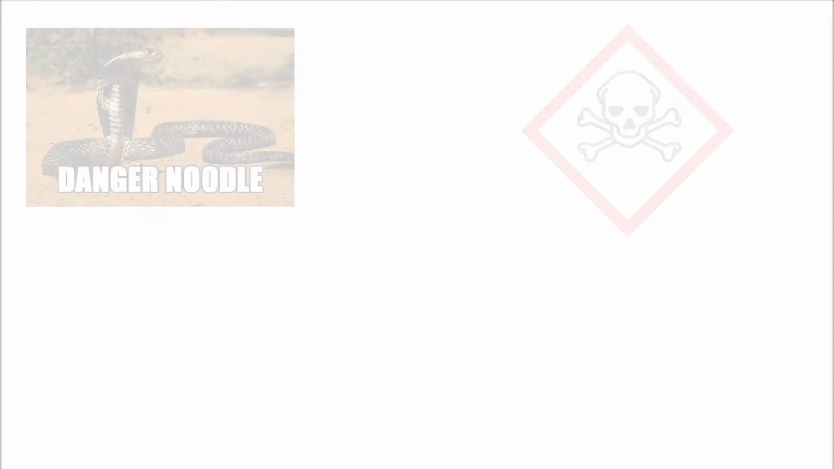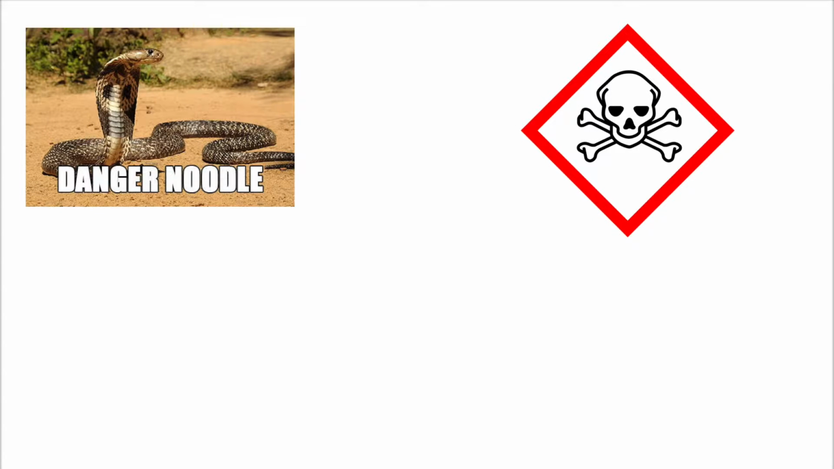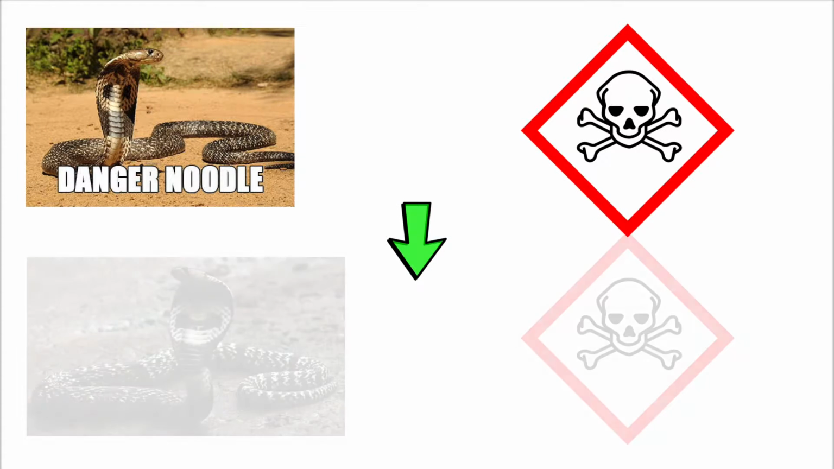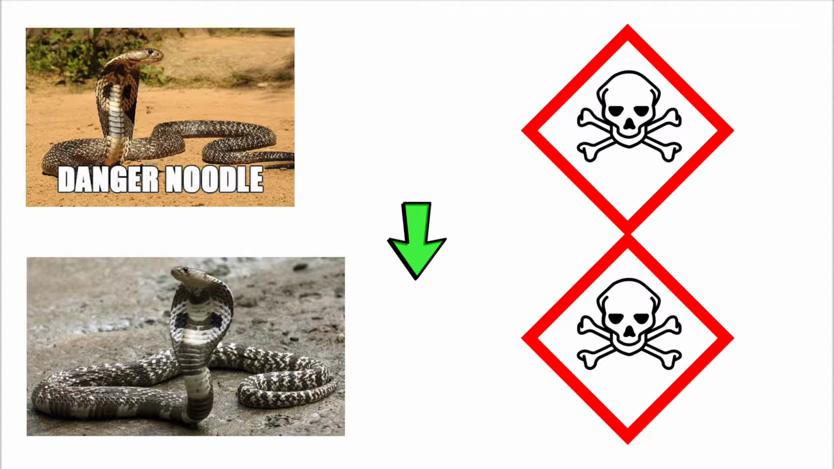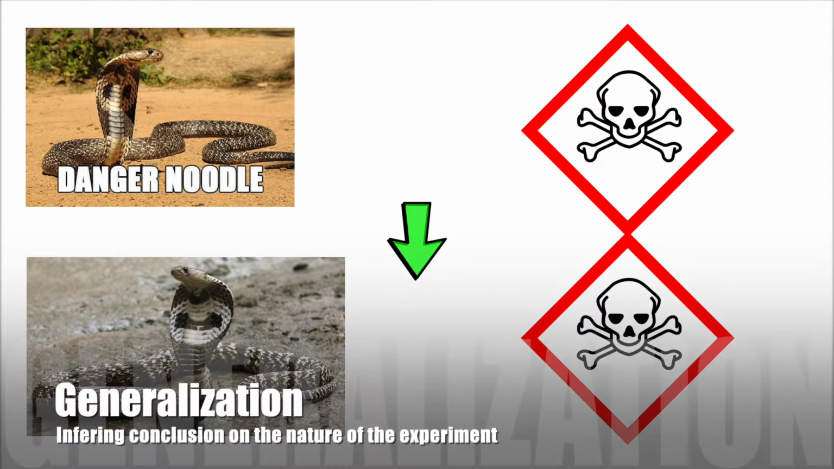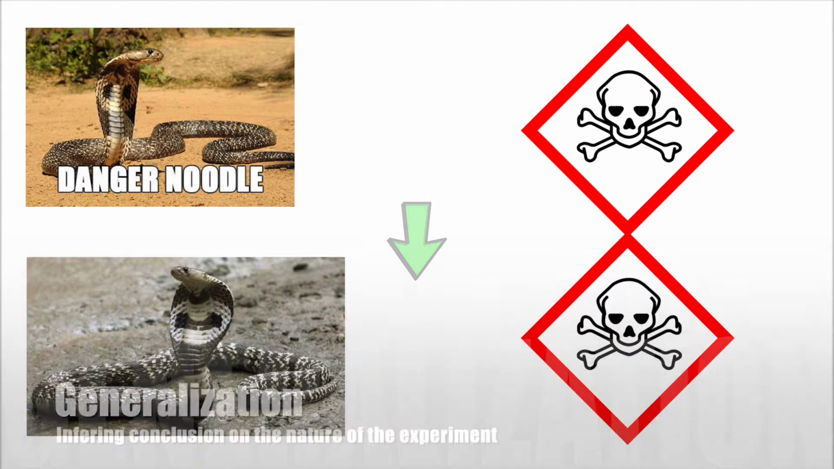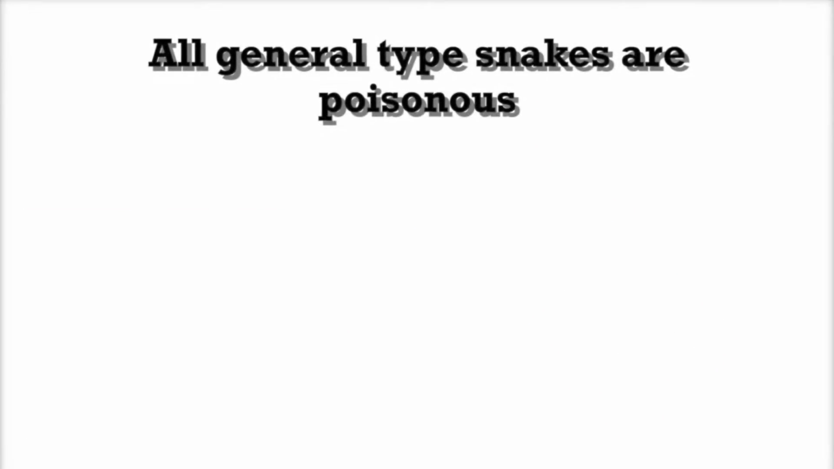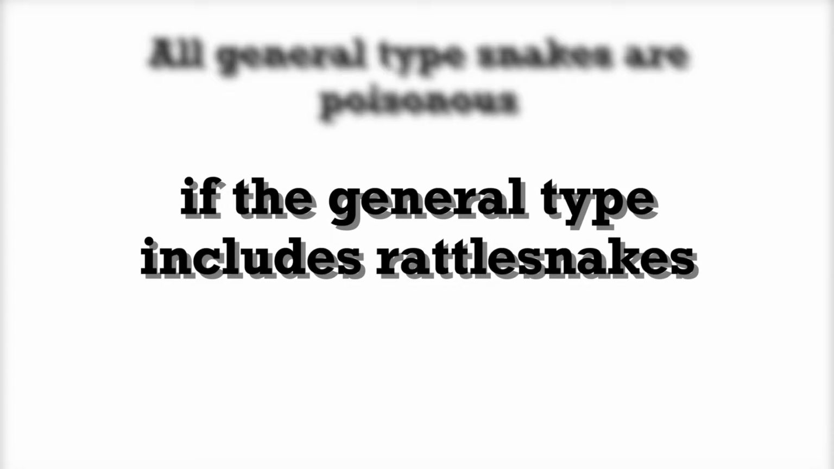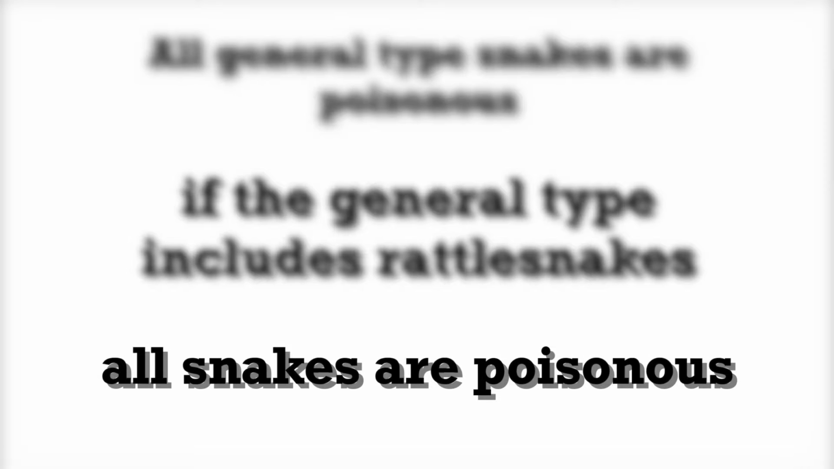For example, scientists may observe that a certain type of snakebite is poisonous. Therefore, another bite from the same general type is also poisonous. This can easily lead to generalization, inferring conclusions based on the results of the experiment. In this example, it is tempting to state that all snakes of the general type are poisonous, and if the general type includes rattlesnakes, that all rattlesnakes are also poisonous.